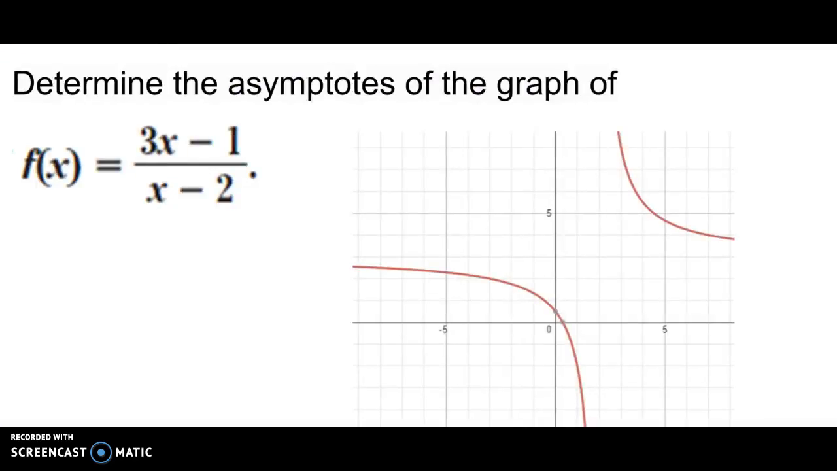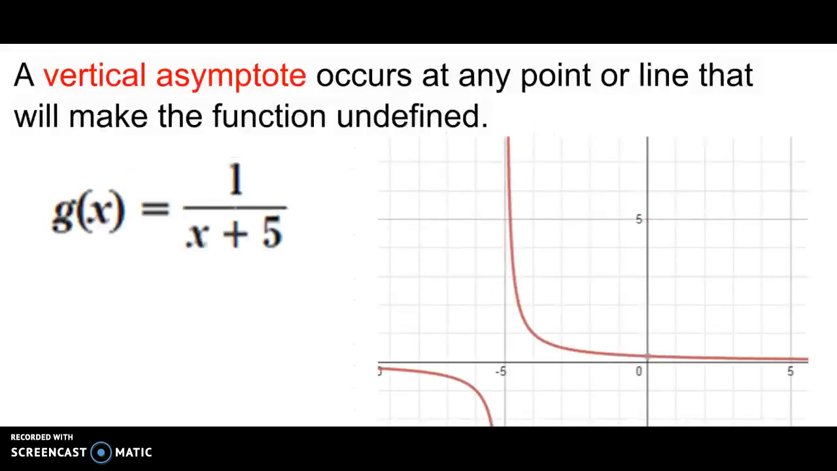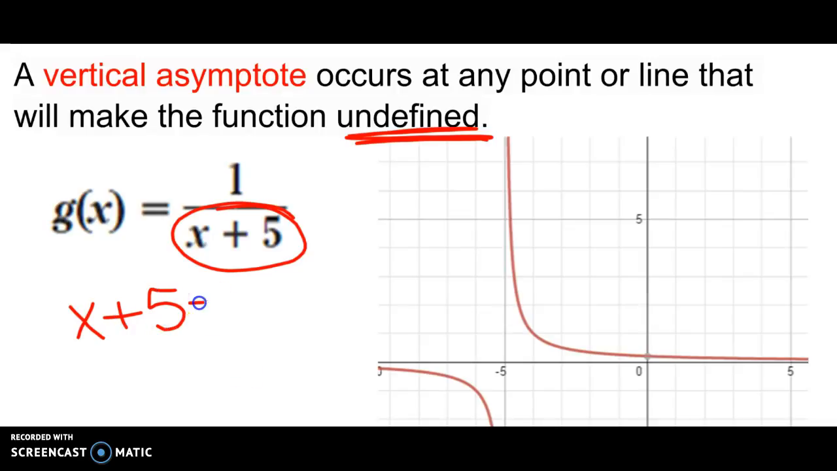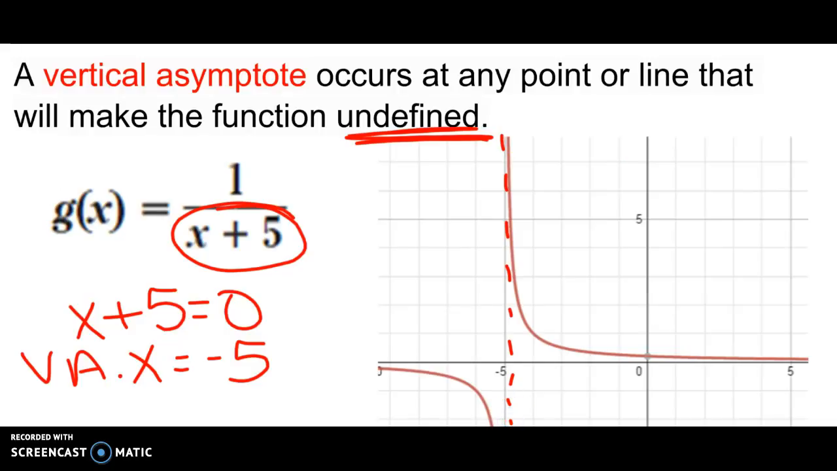Okay, so when you want to find a vertical asymptote, let me get to the definition. There you go. Any point or line that will make a function undefined. So you're basically looking at your denominator when you're looking at a vertical asymptote. So x plus 5 would equal 0 when x is equal to negative 5. Well, that's your vertical asymptote. Okay, so you've got one right there. There you go, and that helps you to start drawing it.